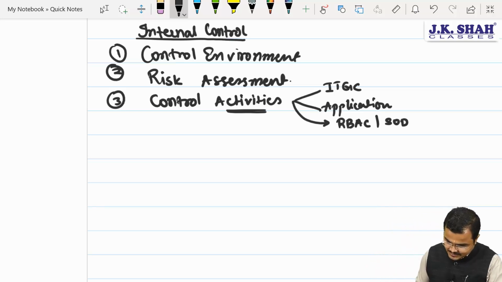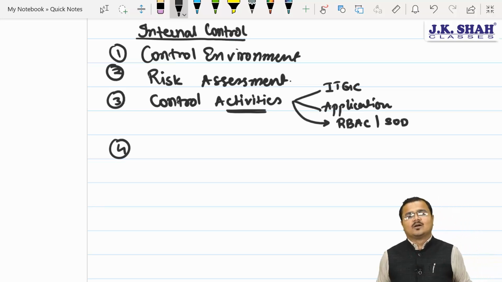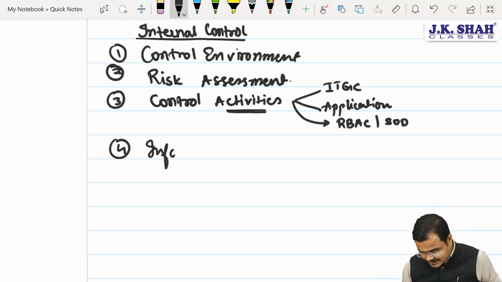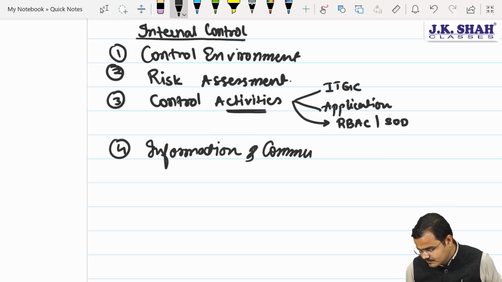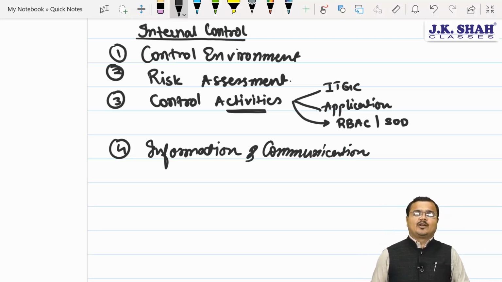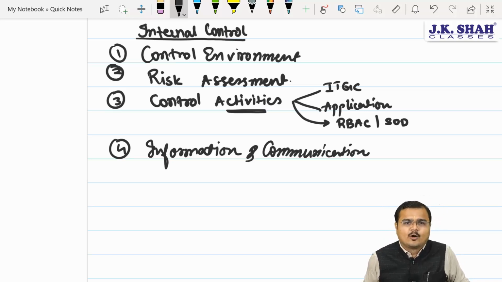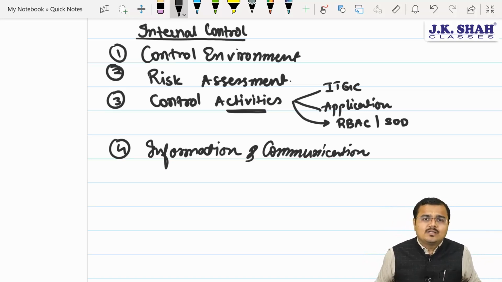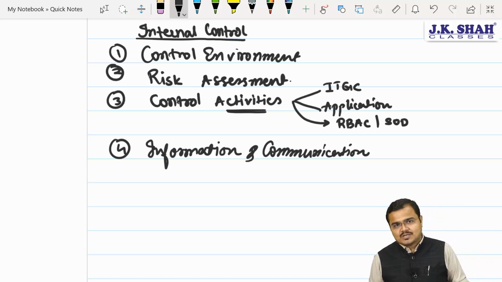Number 4, my dear chartered, a very important one, without which we cannot expect internal controls to be implemented in a perfect way, and that is what, sir, information and communication. Chartered, try to understand, in order to minimize the impact of risk, it is very important that we should have ongoing discussion about all these factors that affect the organization.